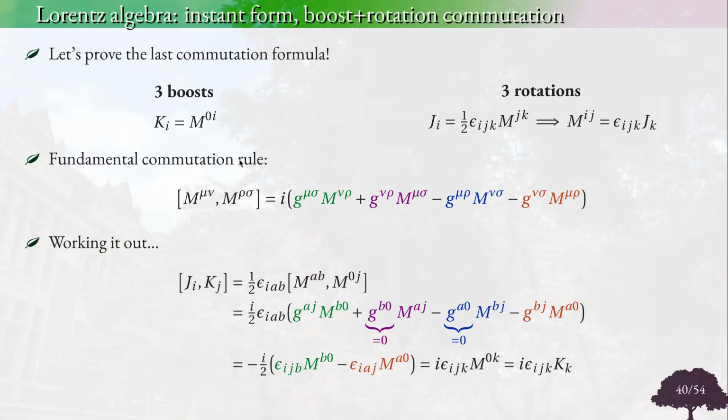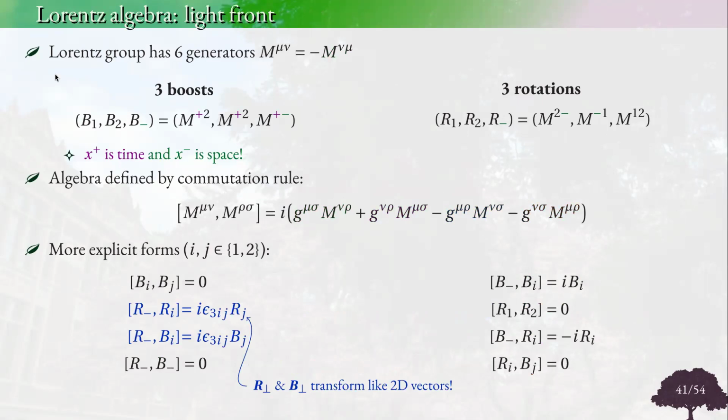You can similarly prove the commutation rule between boosts and rotations, a lot easier than rotation plus rotation. You end up getting a couple of zero terms, and you end up reproducing the boost. I won't step through that because that would take a little bit of time. Now, instead of writing in terms of 3 instant form boosts and 3 rotations, you can take your same 6 generators and write them in terms of light front coordinates.